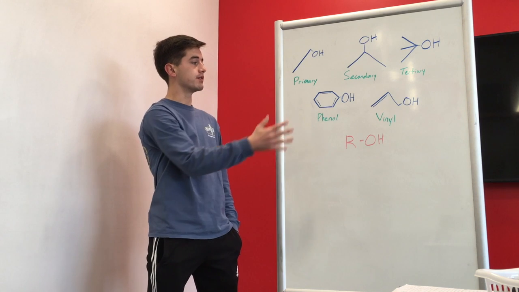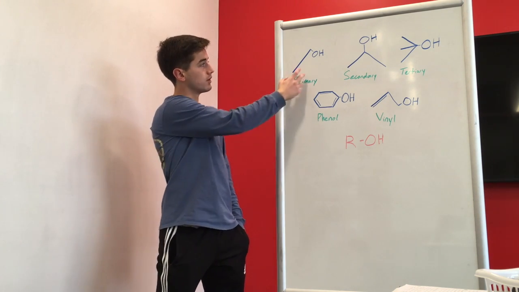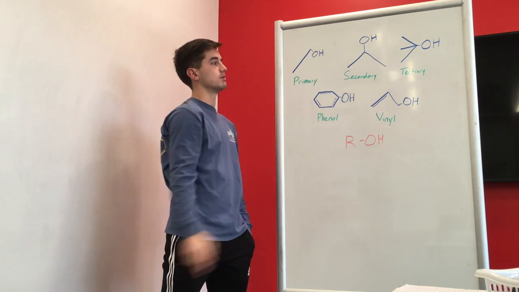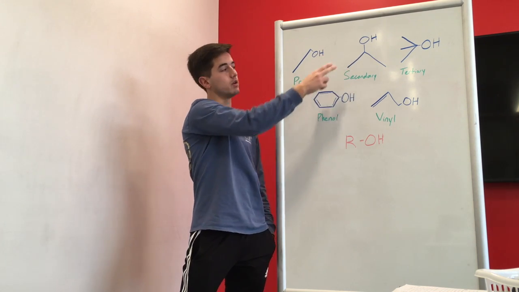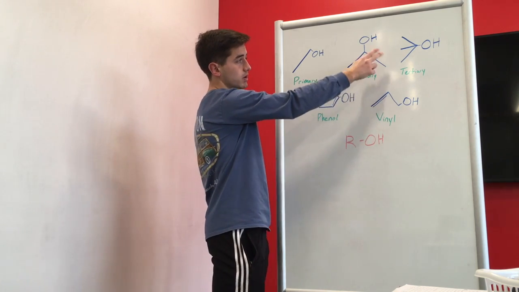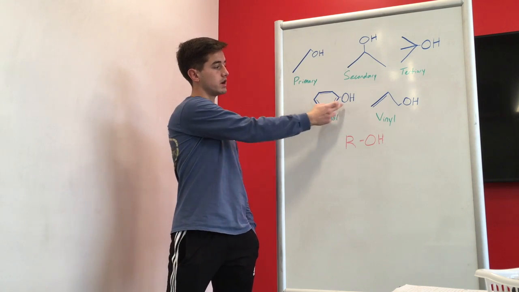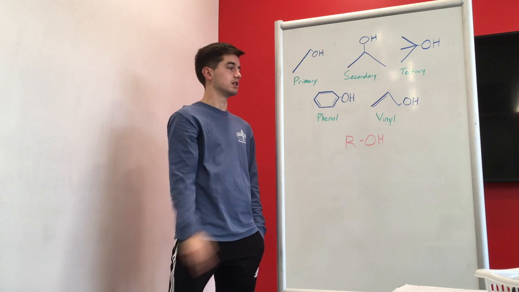So these are the 5 different types of alcohols you'll primarily see. The first one is a primary alcohol, where you have the OH directly connected to a primary carbon, and then a secondary alcohol where you have the OH directly connected to a secondary carbon. A tertiary is where the OH is connected to a tertiary carbon. This phenol group is where the OH is directly connected to a benzene ring, and it can be anywhere on the ring, it's just connected to it.